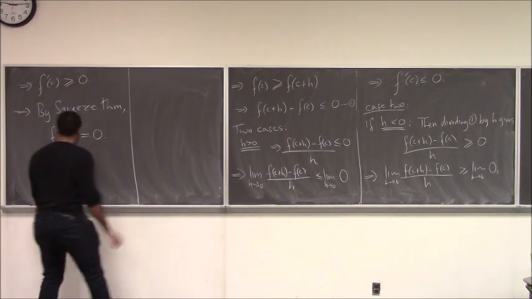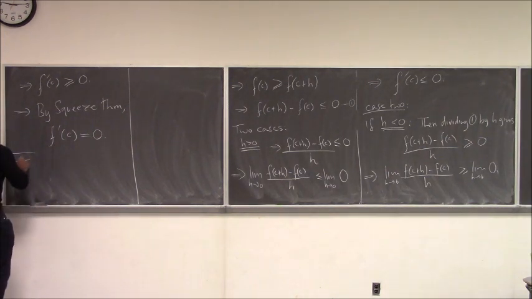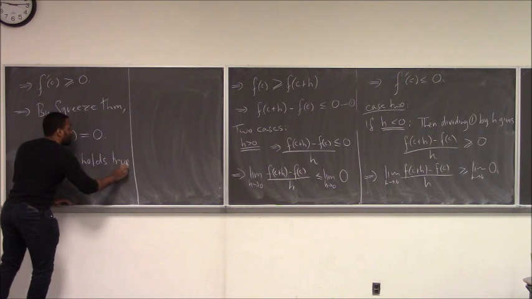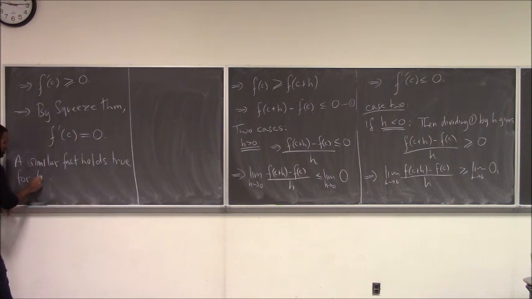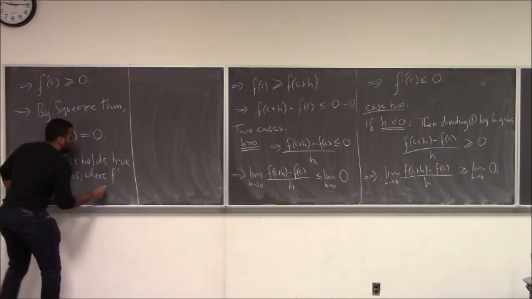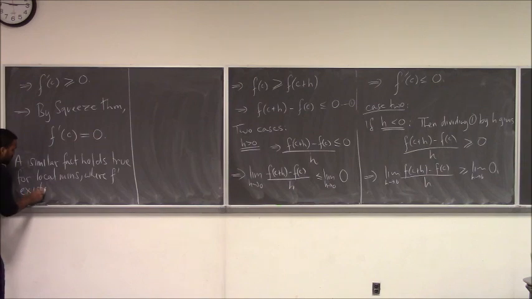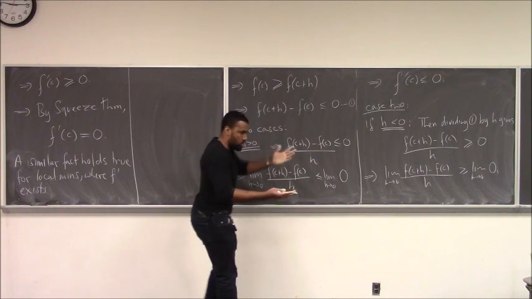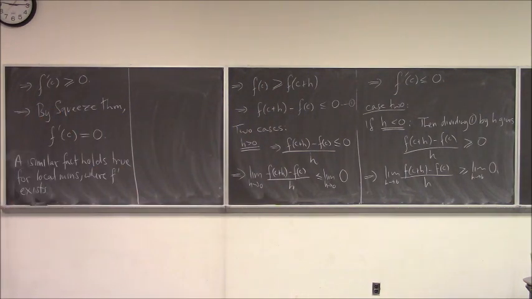Okay. Similarly, the same is true for local minimums, where f prime exists. You'll do the same kind of thing. If it's a local minimum, this inequality will just be flipped the other way. Do the same kind of maneuver, you'll find exactly the same thing happens. You'll find that your derivative has to be 0 there.